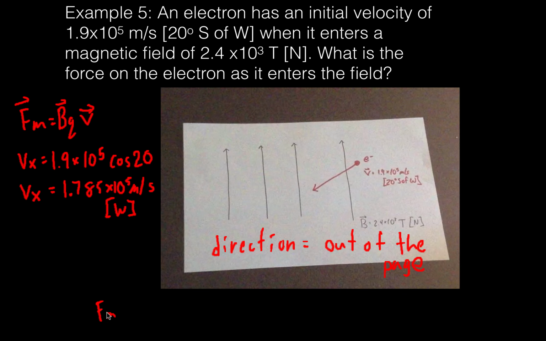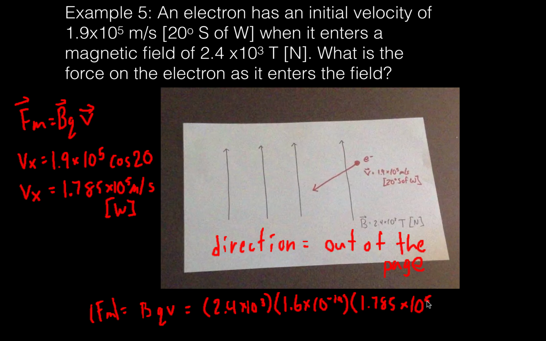The magnitude of the magnetic force is given by BQV, and this is the magnetic field, 2.4 times 10 to the 3 teslas, times the charge of the electron, which is 1.6 times 10 to the negative 19 coulombs, times its velocity, which is 1.785 times 10 to the 5. This gives us a force equal to 6.85 times 10 to the negative 11 newtons, and the direction we know already is out of the page.